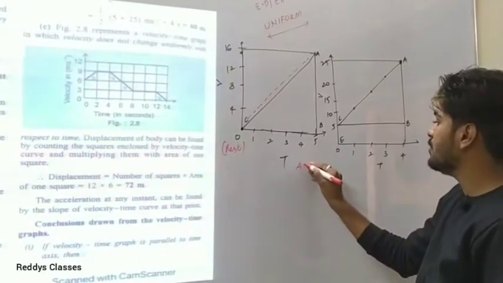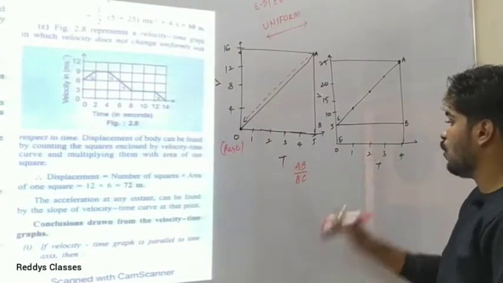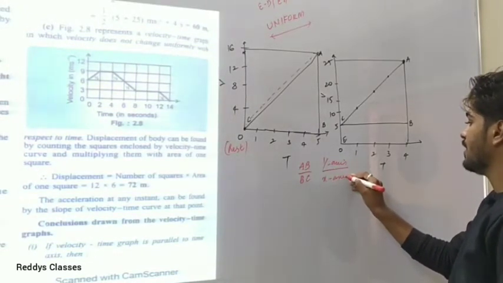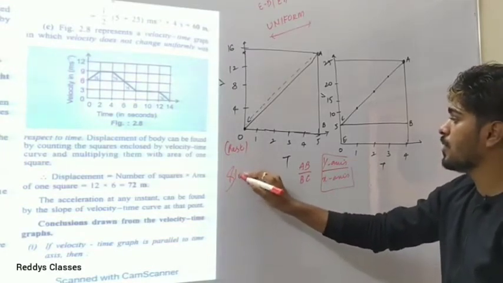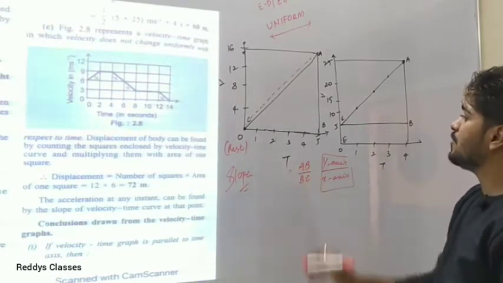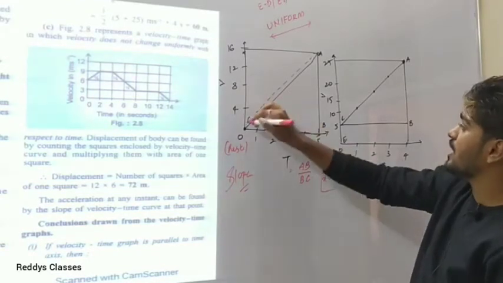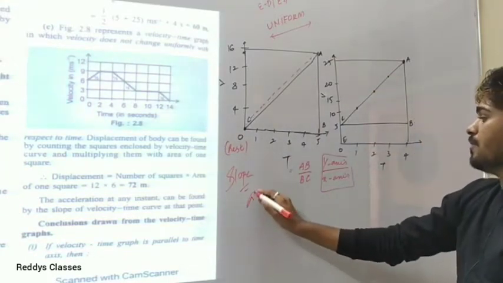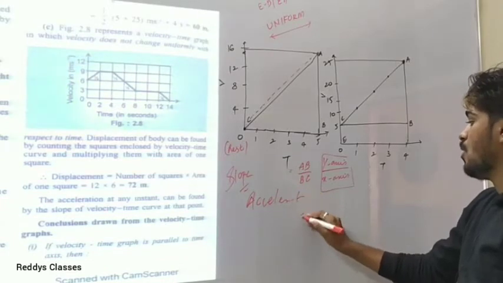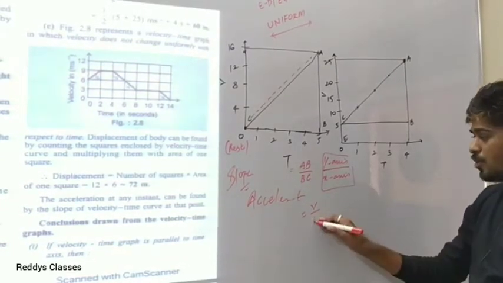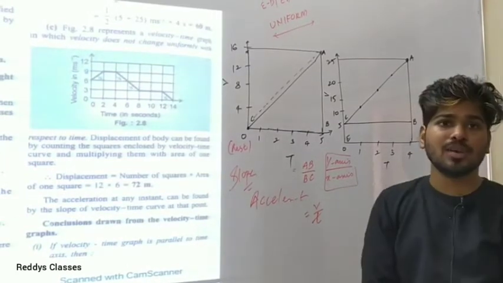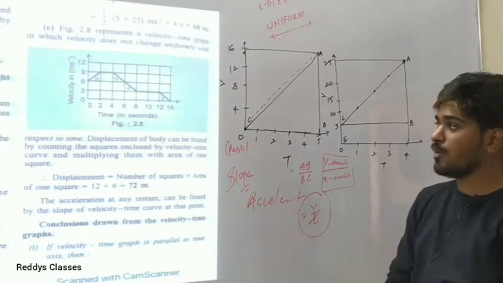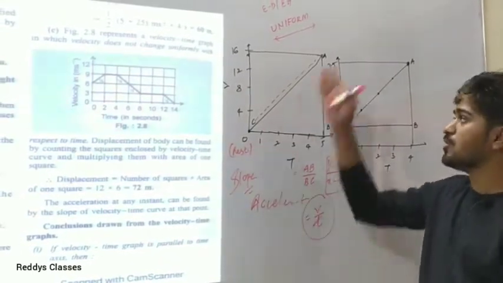What does AB upon BC give? Y axis upon X axis. We are finding the slope. So AB is the change in velocity. See, velocity is changing from point to point. So we have acceleration. Change in velocity with respect to time is known as acceleration. Now what is the formula for acceleration? Change in velocity upon time, from the initial to the final position, from rest to the final one.